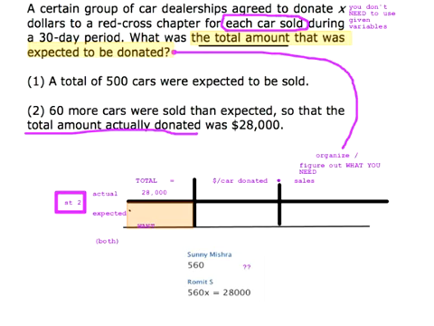I mean, we can define a variable for the stuff with 60 more than expected, right? We can just make a variable for that. So 60 more cars were sold than expected. So some number was expected, but then the actual sales exceeded that by 60. Now the deal is, this is the thing that we want.